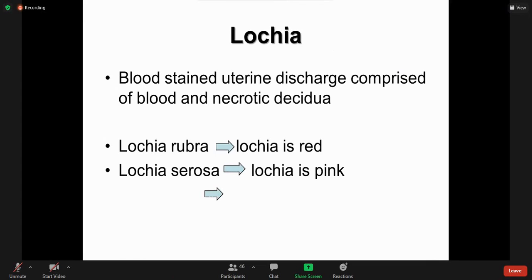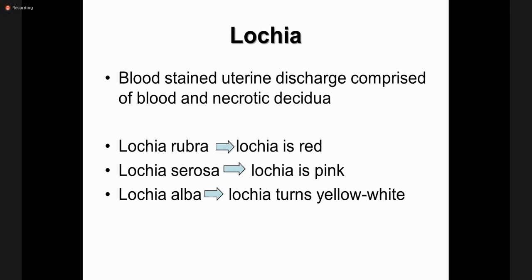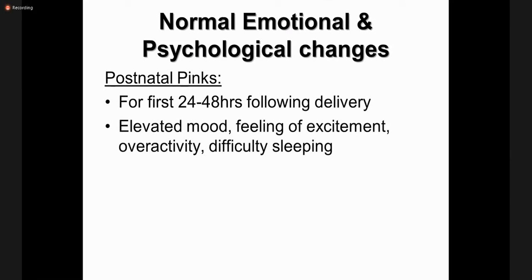Which we call lochia alba. So these are the different names of the lochia according to its colors. Next physiological change: the normal emotional and psychological changes which happen in a woman after delivery. First is the postnatal pinks.